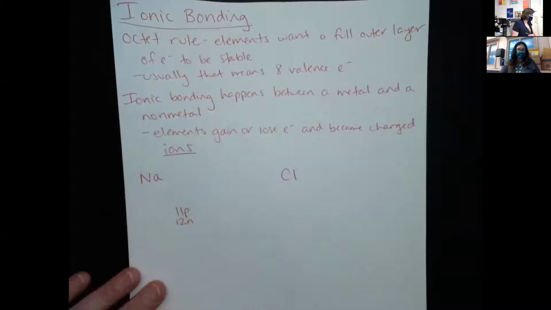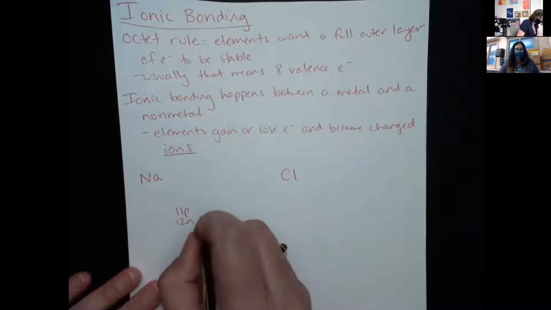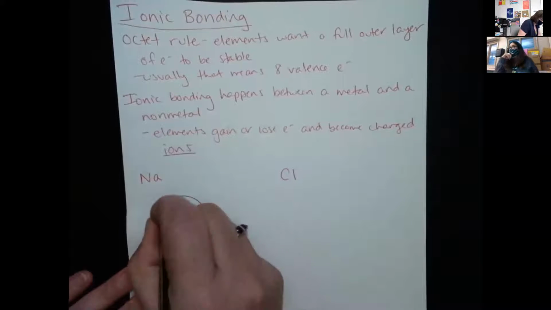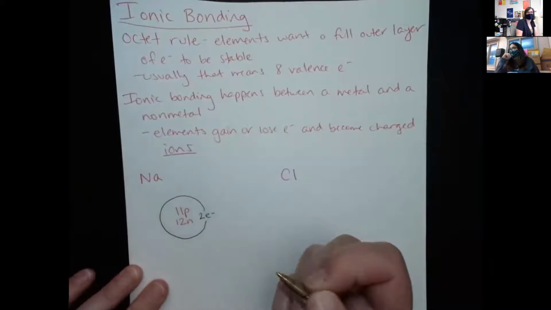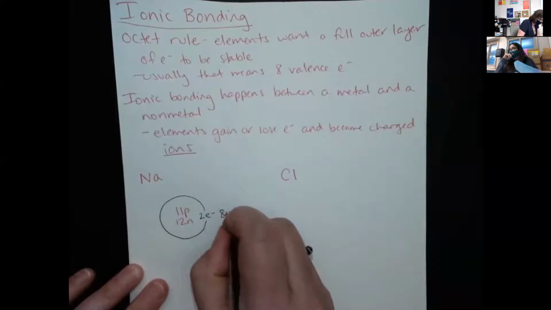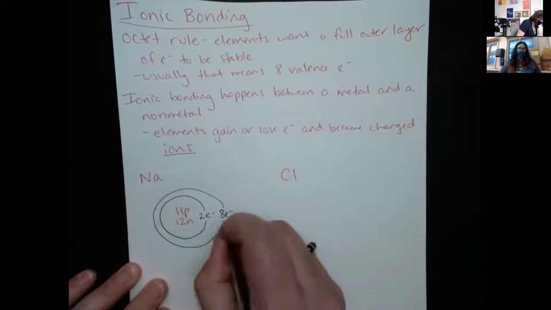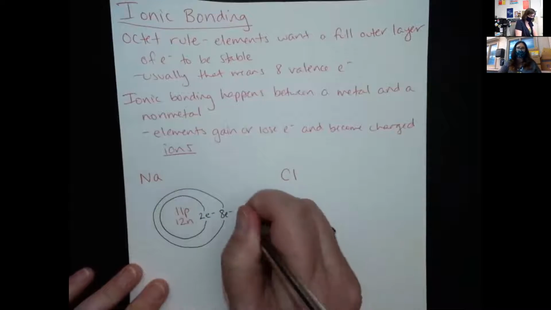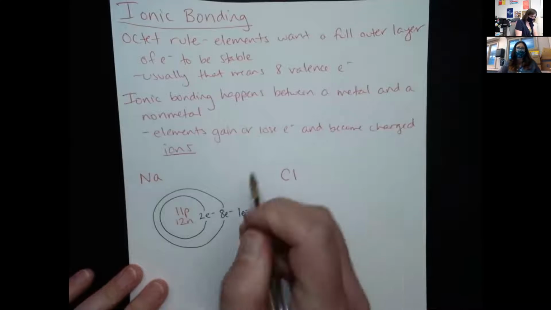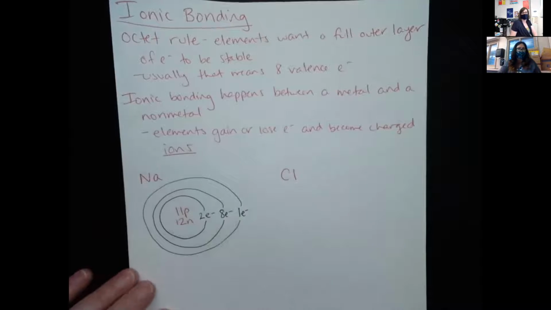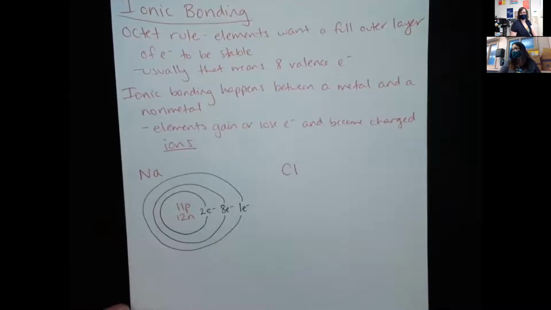How many electrons fit in the first energy level of sodium? 2. How many electrons are in the second energy level of sodium? 8. How many electrons are in the third energy level of sodium? 1. Because the third energy level is its last energy level. So this is what a Bohr model of sodium looks like.